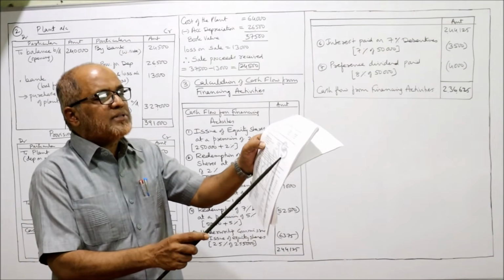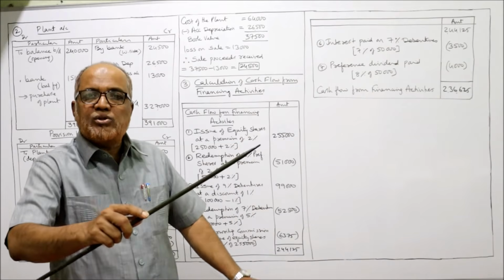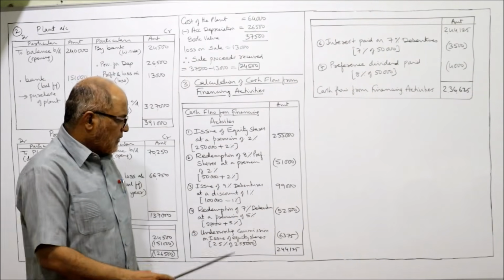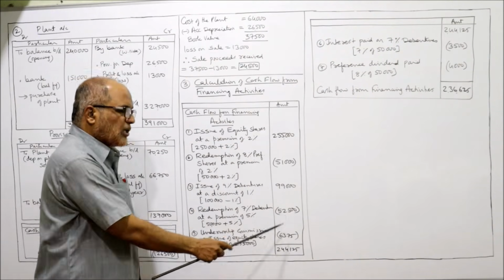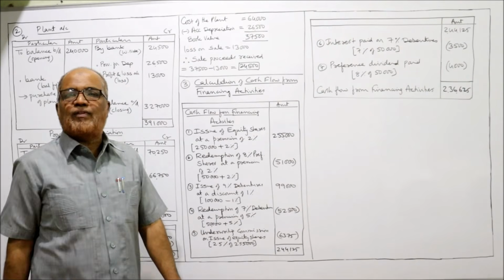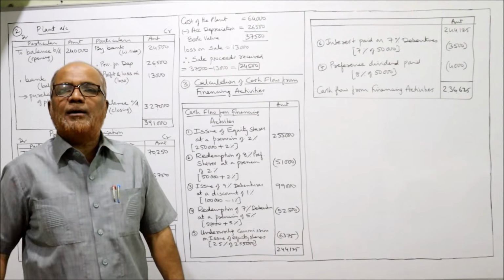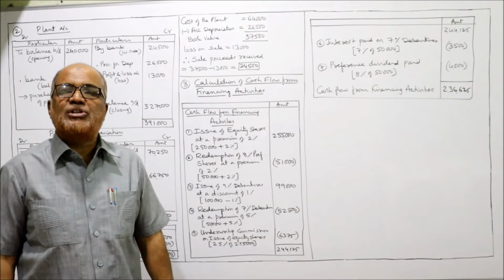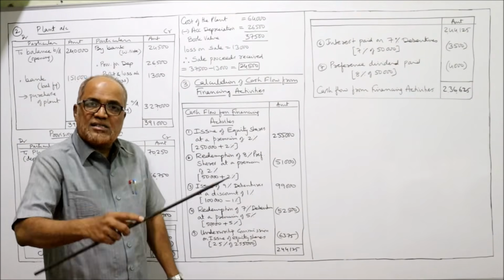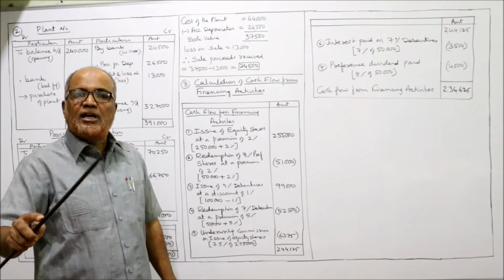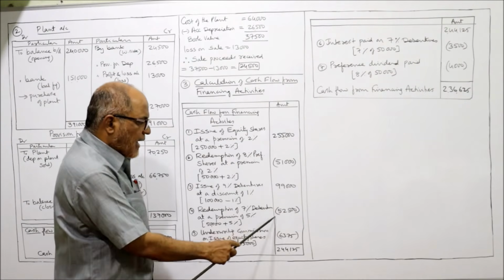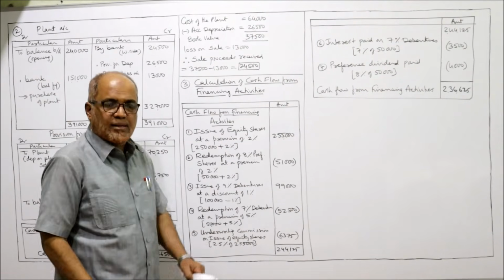So how much was the 7% debentures? 50,000. On 50,000, 5% premium. So 50,000 plus 5%, 2,500. So 52,500. The company has returned back the amount of debentures, 52,500. It is cash outflow. Redemption is a cash outflow. So in bracket you should write minus.